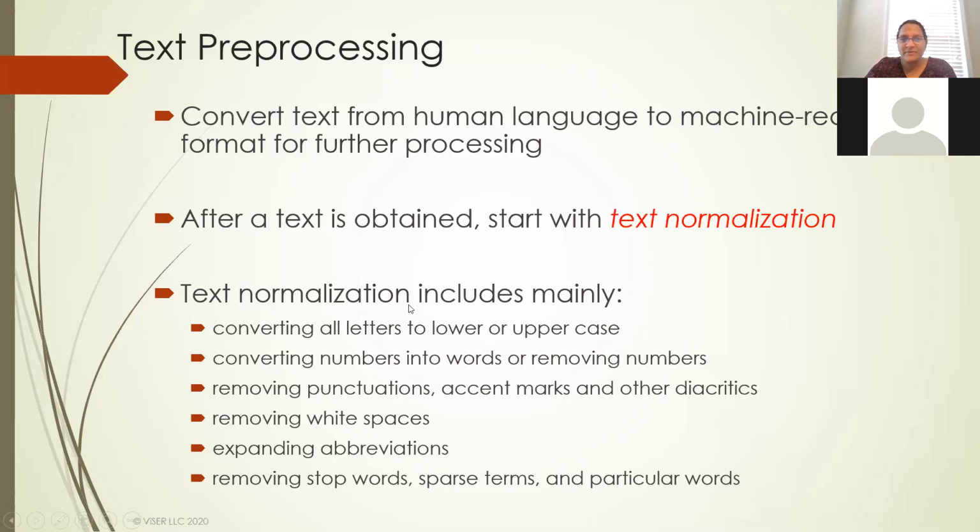So this is pre-processing. After the text is obtained, we start text normalization. Text normalization consists of different steps. It's not a comprehensive list, and you can do a lot of other things also, but there are some things which we do for almost every kind of text. One of those is converting all letters of your text to either upper or lower case, so that it brings uniformity to your text.